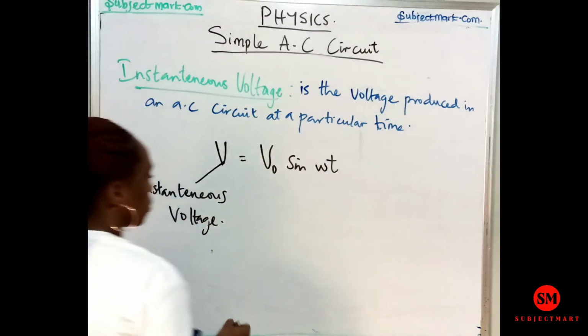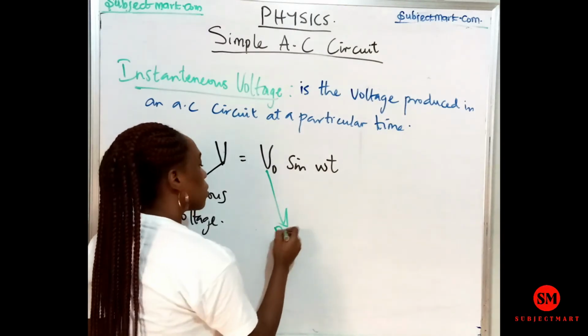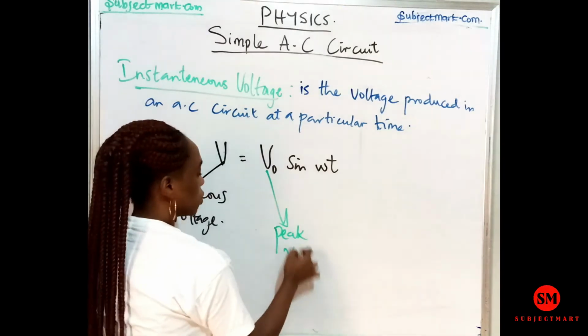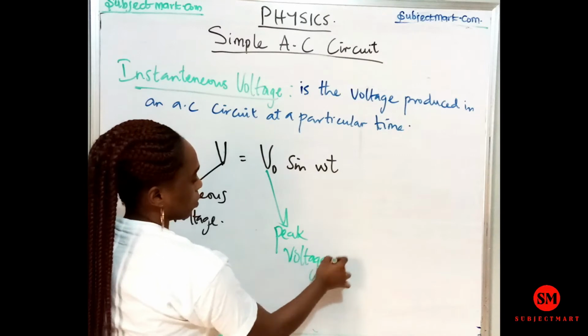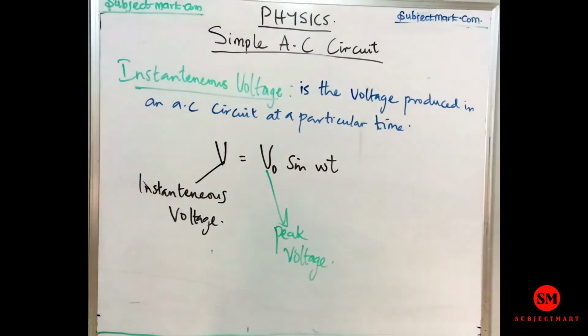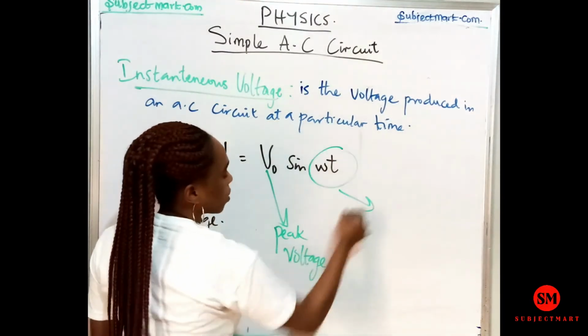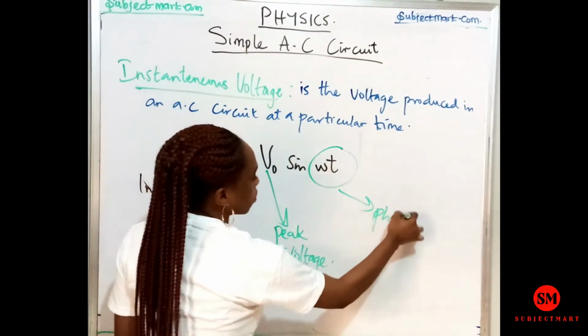Where V naught is the peak voltage. That's the maximum voltage produced in an AC circuit. And wt here is the phase angle.